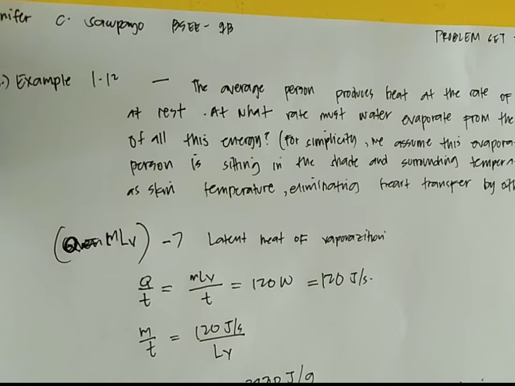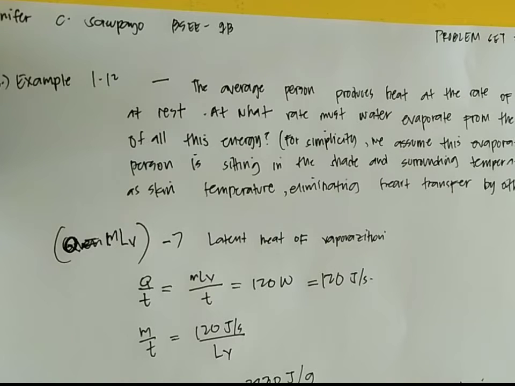So, energy is needed for this phase change: Q equals m L_v, or the latent heat of vaporization. Thus, the energy loss per unit time is Q over t equals m L_v divided by t, which is equivalent to 120 watt, or 120 joules per second.